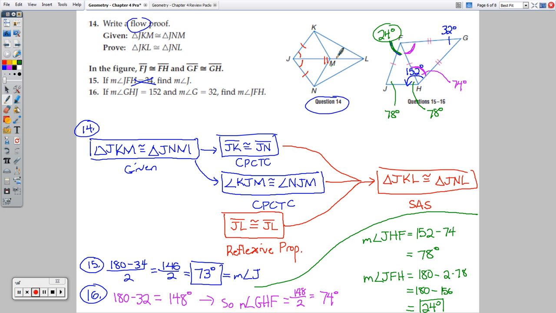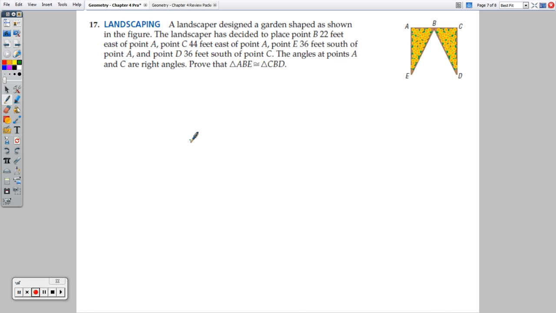So notice, not the same as what we started with here. We're starting with different given information for 16 than we were for 15 there. And then 17 and 18, you may or may not have been assigned these. If you're one of my students, just take a look at your assignment sheet. I'm going to do them here though, just in case they were assigned to you.